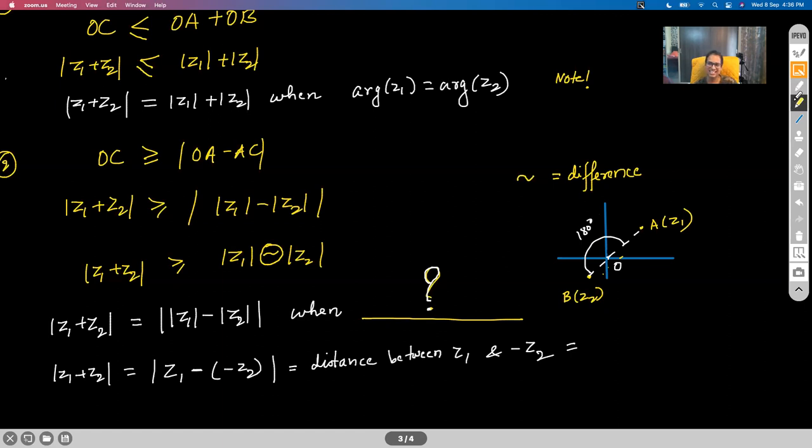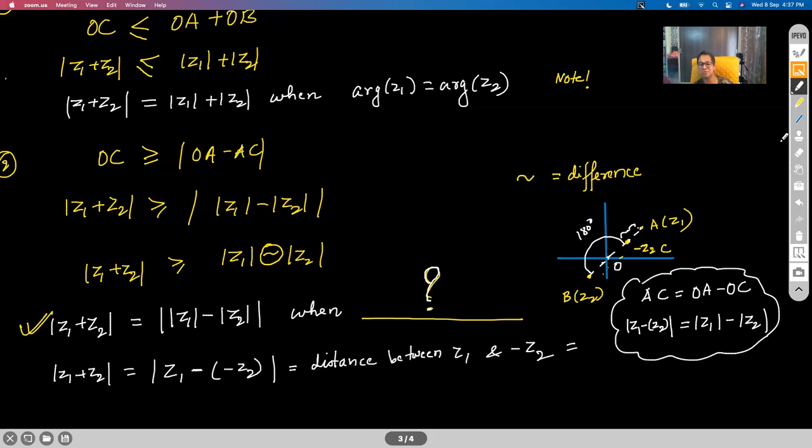Now here, let us try to see whether this condition is getting met or not. See, Z2 is here, so minus Z2 will be here. This will be minus Z2. Let's say I call this point as point C. Can I say that the distance AC from this diagram is OA minus OC? Correct. So distance AC is OA minus OC. OA is mod Z1. OC is mod minus Z2, which is the same as mod Z2, because the modulus of a complex number and the modulus of its negative is the same, since both are at the same distance from the origin, correct? So here, what did you realize? That modulus of Z1 minus of minus Z2 is the same as modulus of Z1 minus modulus of Z2.